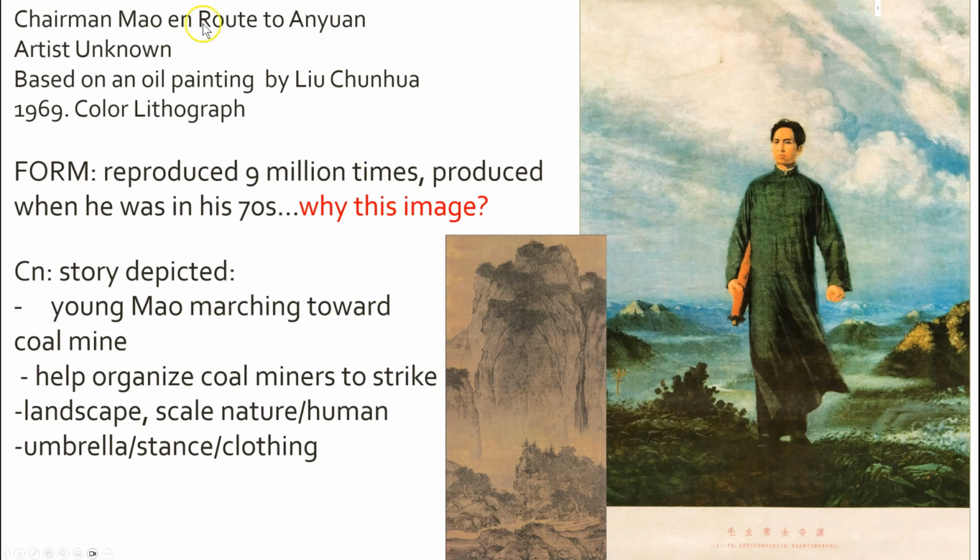So one thing you might've noticed in our ID is that it's based on an oil painting by Liu Chunhua. So this was an older painting of him, probably closer to when he was this age, in his 20s or so. And then in his 70s, so when he's at the end of his life, they choose to make this color lithograph of it so that they can repeat it over and over again. Why did they choose this image when he's in his 70s to put out there?